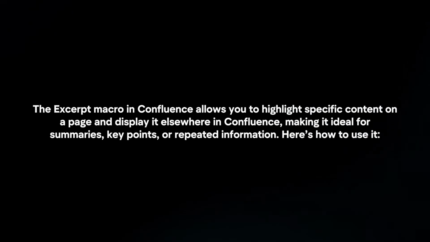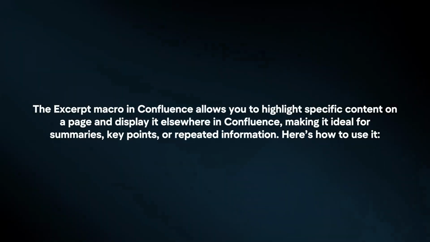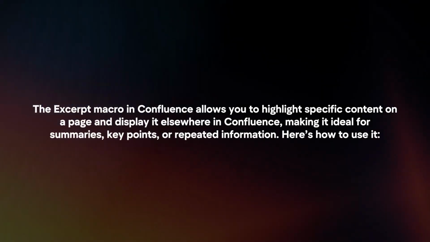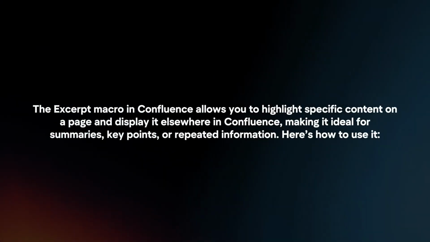The Excerpt macro in Confluence allows you to highlight specific content on a page and display it elsewhere in Confluence, making it ideal for summaries, key points, or repeated information. Here's how to use it.